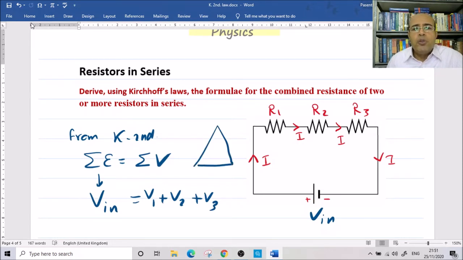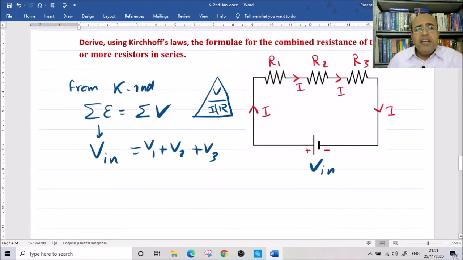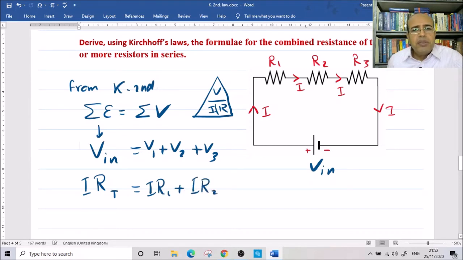Remember Ohm's law: V equals I times R, so V equals IR. V in is I total multiply R total. Because it is the same current in the whole circuit, we don't need to write I total. This equals V1, which is I multiply R1, V2 is I R2, and V3 is I R3.